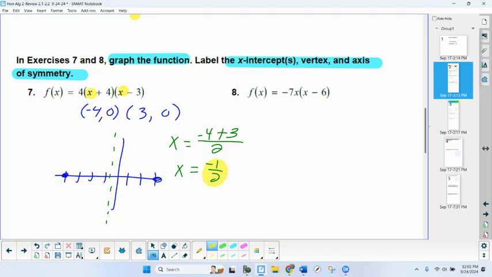Okay, what's the x-intercepts on this one? This one is a little tricky. What's the x-intercept here? Yeah, that one's 0, 0. What's this one? Okay, so then the axis of symmetry would be at 3. Okay, questions there?